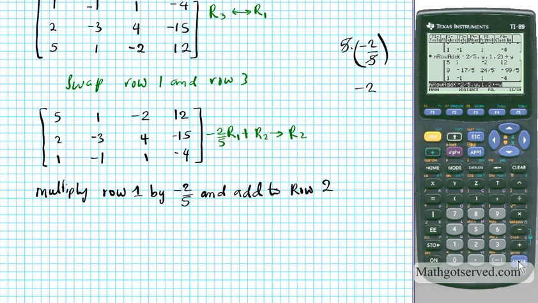The cool thing about the TI-89 is it expresses everything in fractions, so I don't lose precision, okay? So I like it like this. This is perfect. So let's go ahead and write down our result.